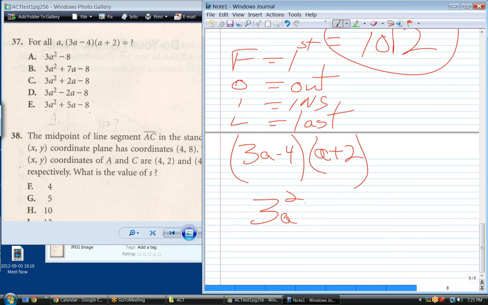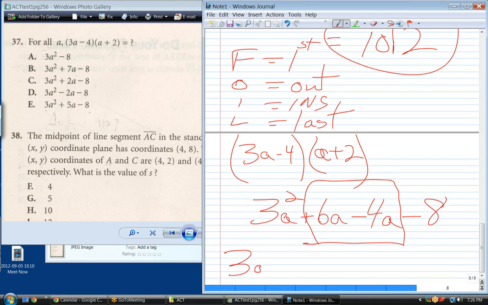The outside terms are going to be plus 6a, right? 3a times 2. Yeah. Inside terms are going to be minus 4a. And the last two terms are going to be minus 8. And now I can combine these two, because they're the same things, they're a's, to come up with 3a squared plus 2a minus 8. Here's your answer. Yeah. I forgot about the C.